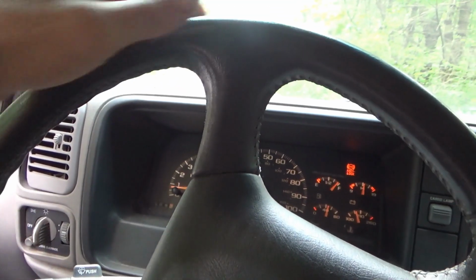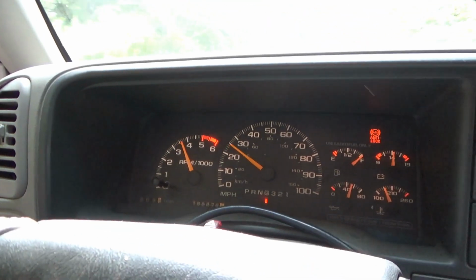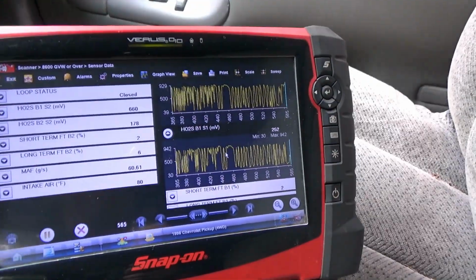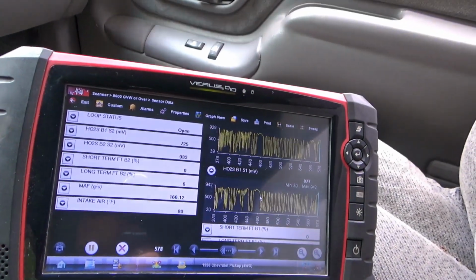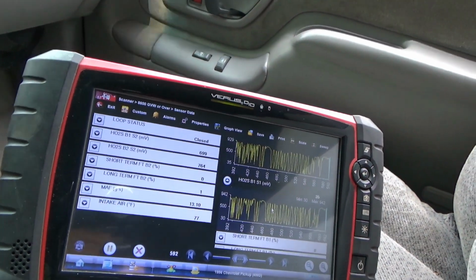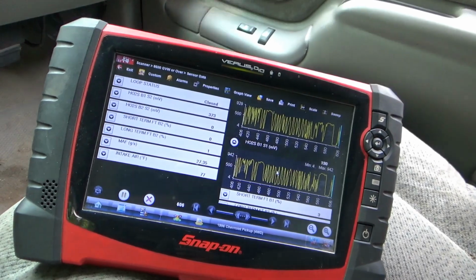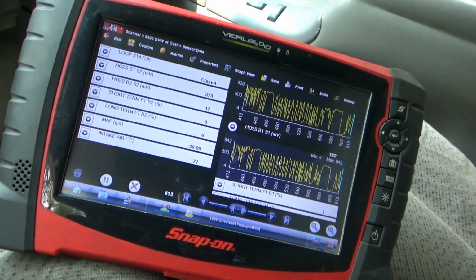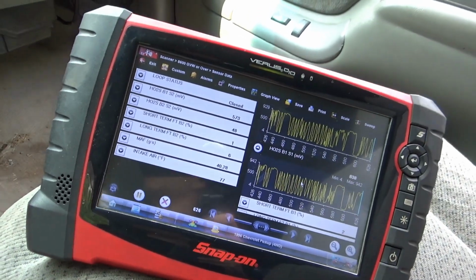All right, a little bonus footage. Let's hear this Chevy thunder. Oh yeah, this truck feels really good. Look at those oxygen sensors. Wide open throttle. Stays rich. Fuel trims. On the money. Single digits.